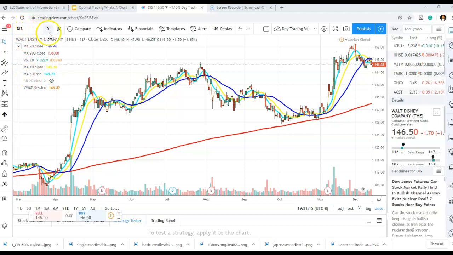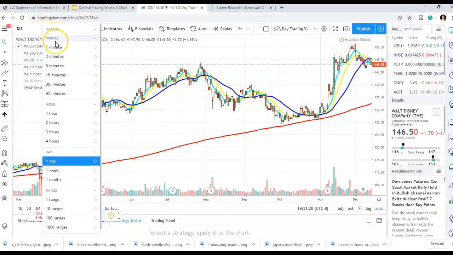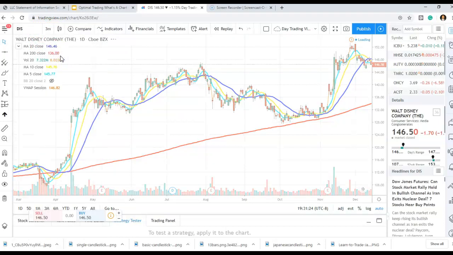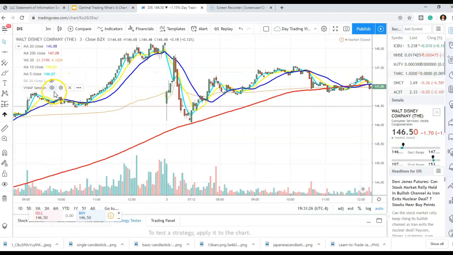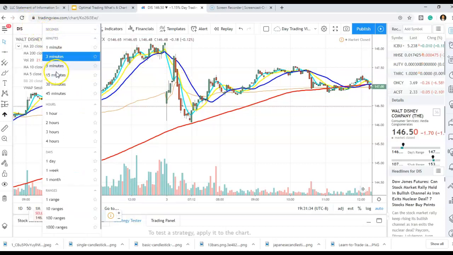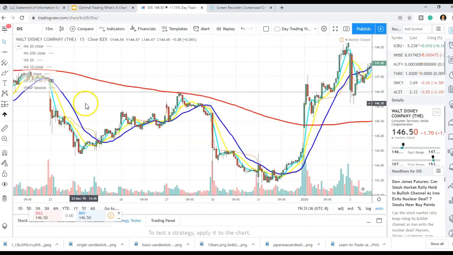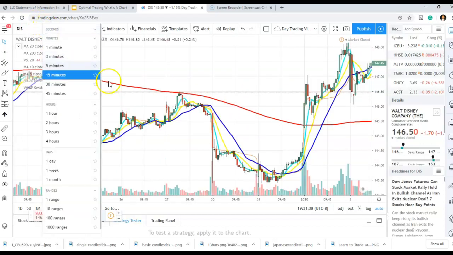Right here is time frames. If you click on this D here, which is the 1 day, it'll break this chart down into minutes. Let's go ahead and look at the 3-minute chart. Every candle in here, because this is a candlestick chart, represents 3 minutes because we're on the 3-minute time frame. Then we have 5-minute, 15-minute. Every candle now represents a 15-minute candle. 30-minute, 45-minute, hour, 2 hour, 3 hour, 4 hour, 1 day, 1 week, 1 month, right?